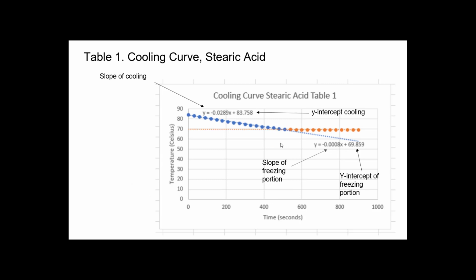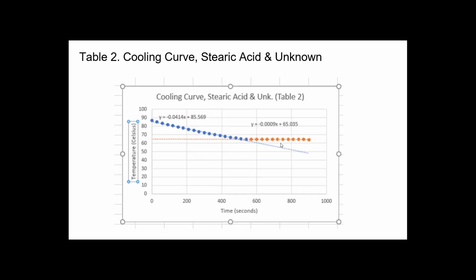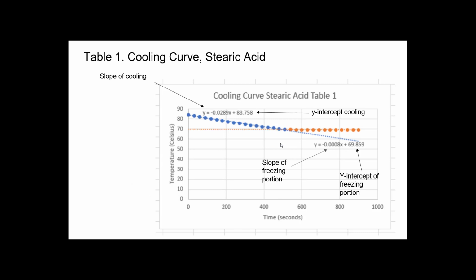Now, you're going to have two graphs, because you're going to have one with the pure stearic acid. You want to get the freezing point of just the pure stearic acid. And my second one, which is shown here, is with the unknown particles in it. And I should have a difference of freezing point temperature in these.